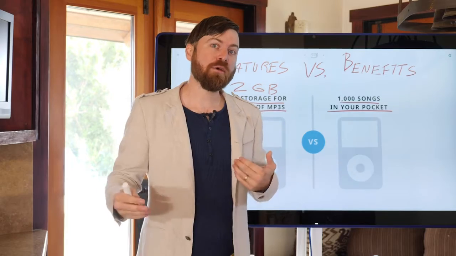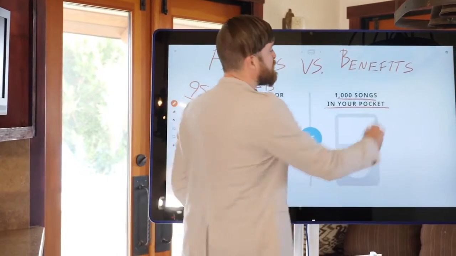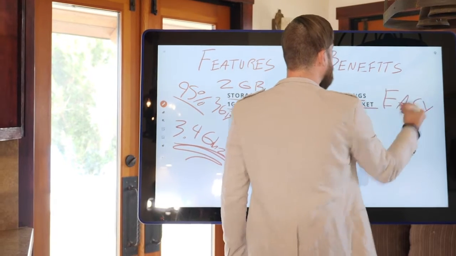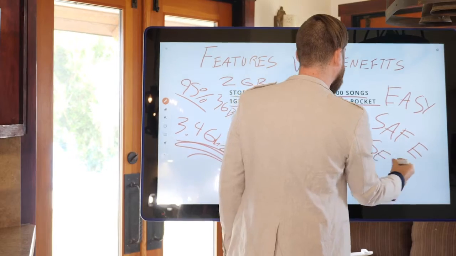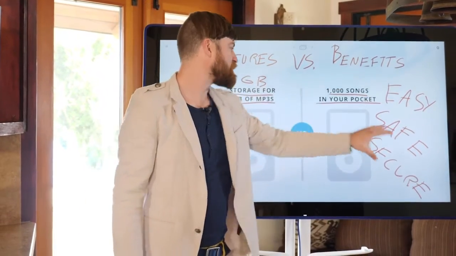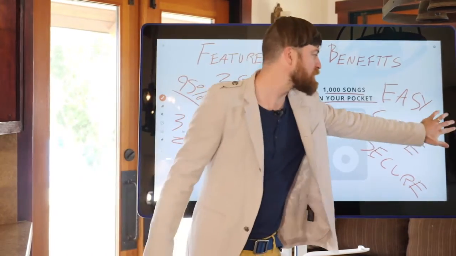Apple has been able to take over the market because they advertise benefits. They advertise it's easy to use. It's safe. It's secure. They advertise it on benefits rather than features. Benefits sell, sell, sell. Now let's look at some more examples.